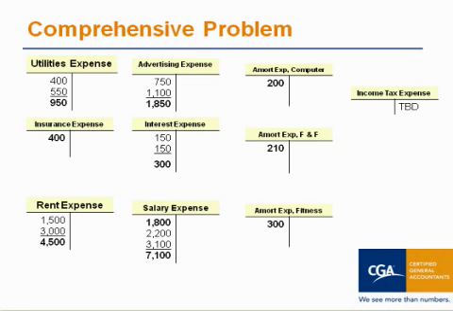We still have several expense accounts to review. For utilities, we have a total of $950. Advertising, $1,850. Insurance, $400. Interest expense, $300. Rent, over the 3 months, total $4,500. Salaries total $7,100. We also have the amortization expense for computers, furniture and fixtures, and fitness, and those are respectively $200, $210, and $300. Finally, our income tax expense we have yet to determine.